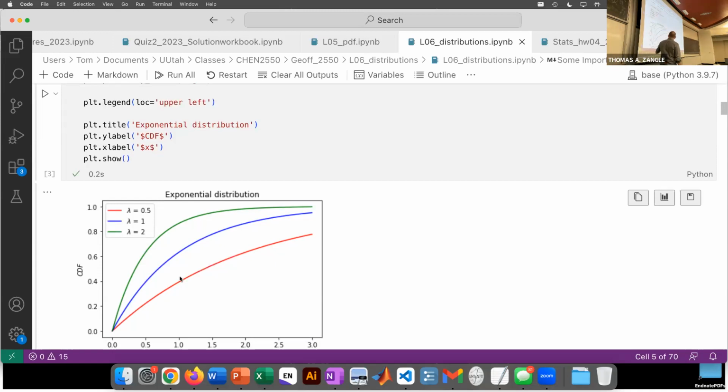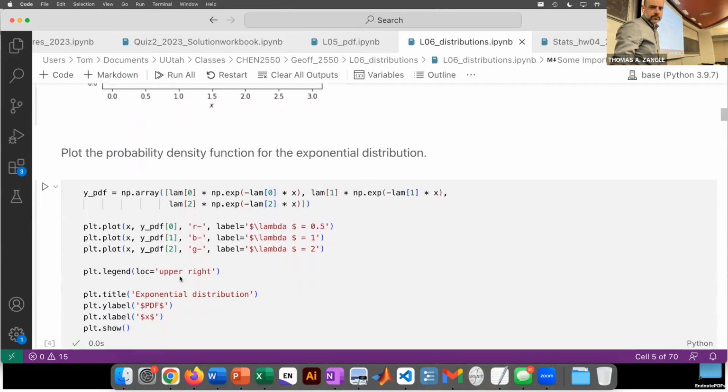What this is showing us is that as we end up with a faster and faster rate, we end up shifting this distribution back towards shorter and shorter time intervals. So as we have a faster rate, we end up with more events occurring with shorter time intervals. And we'll see that when we look at the PDF as well.